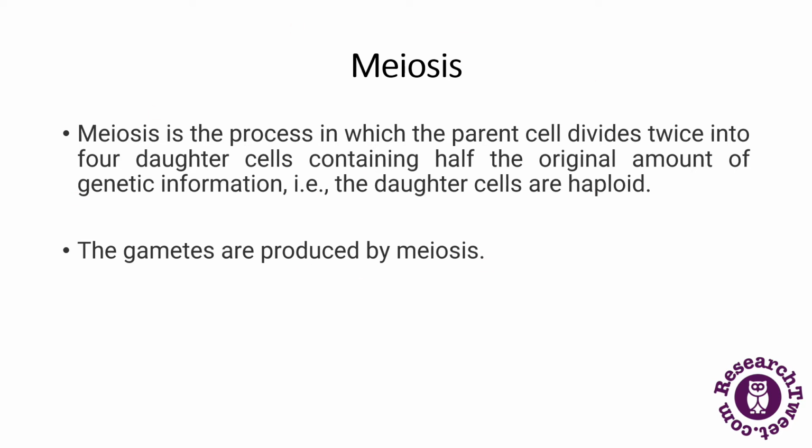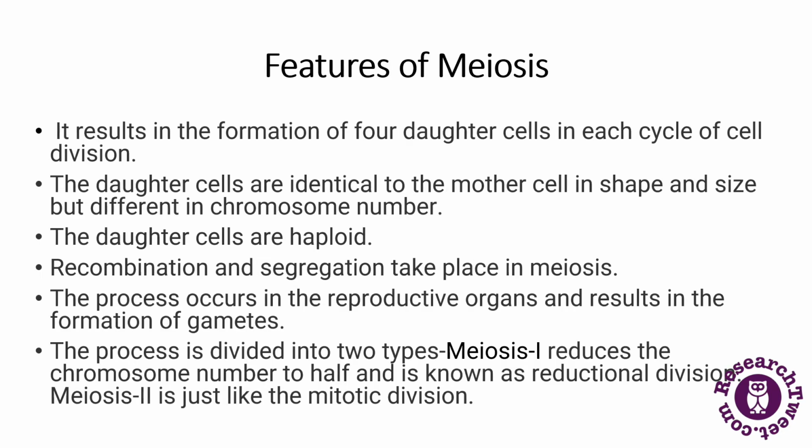Next we will study the features of meiosis. It results in the formation of four daughter cells in each cycle of cell division. The chromosome number is reduced to half, which leads to daughter cells that are haploid in number.